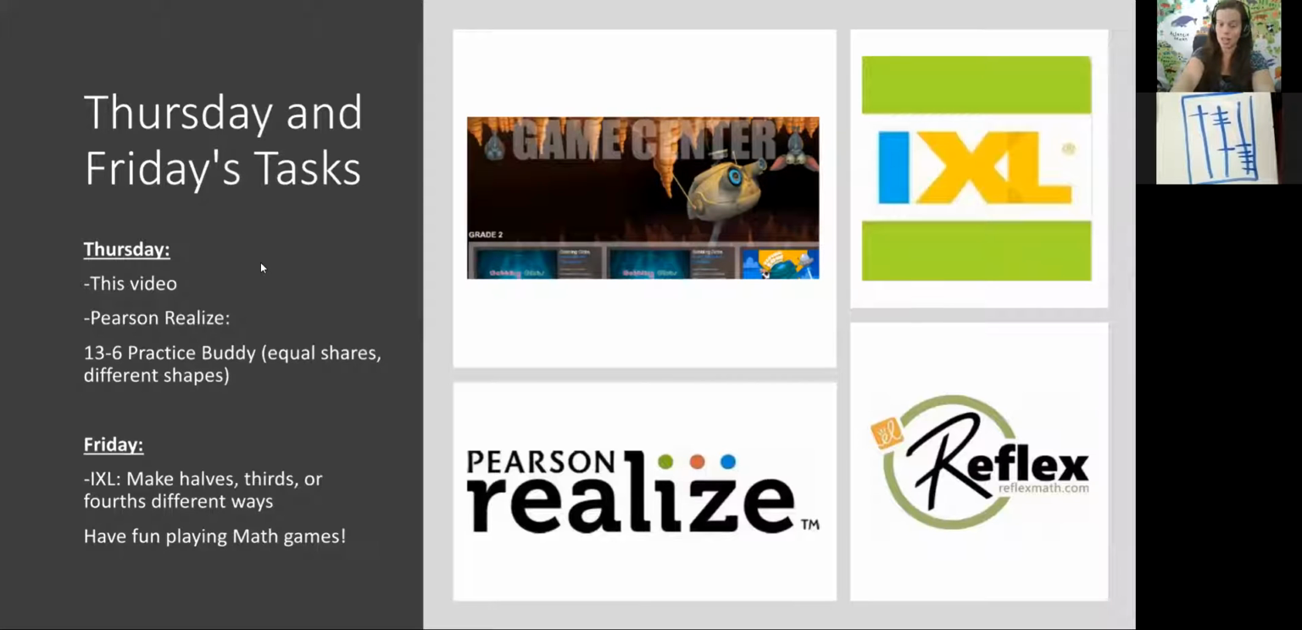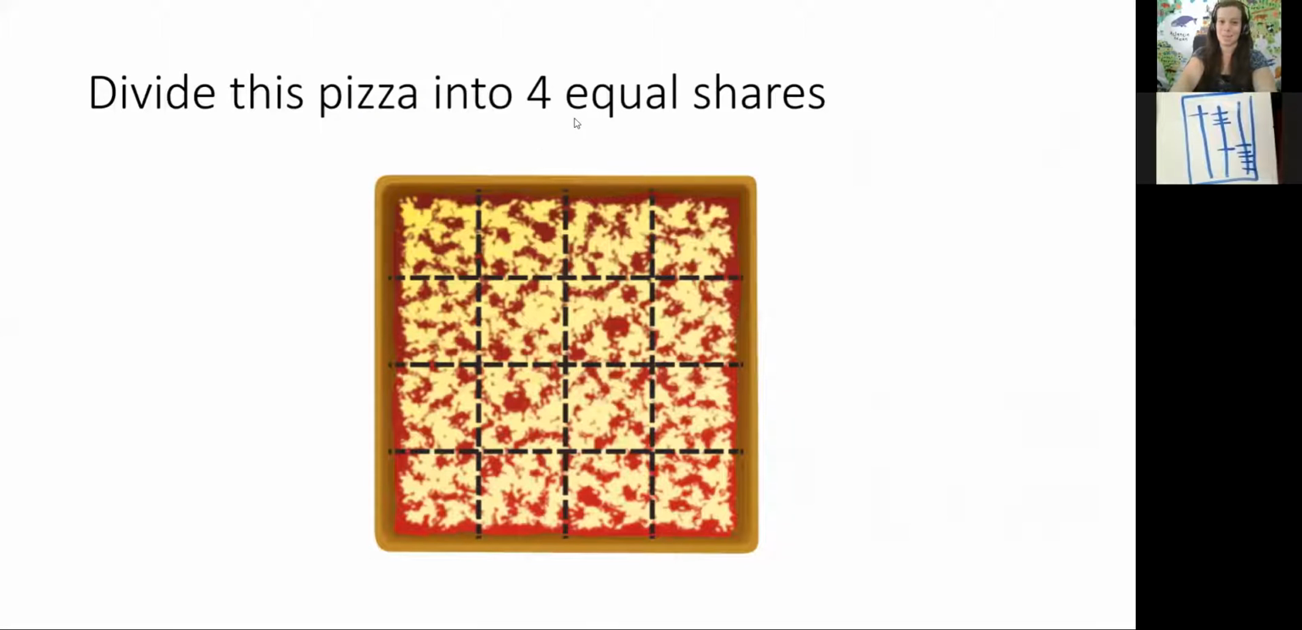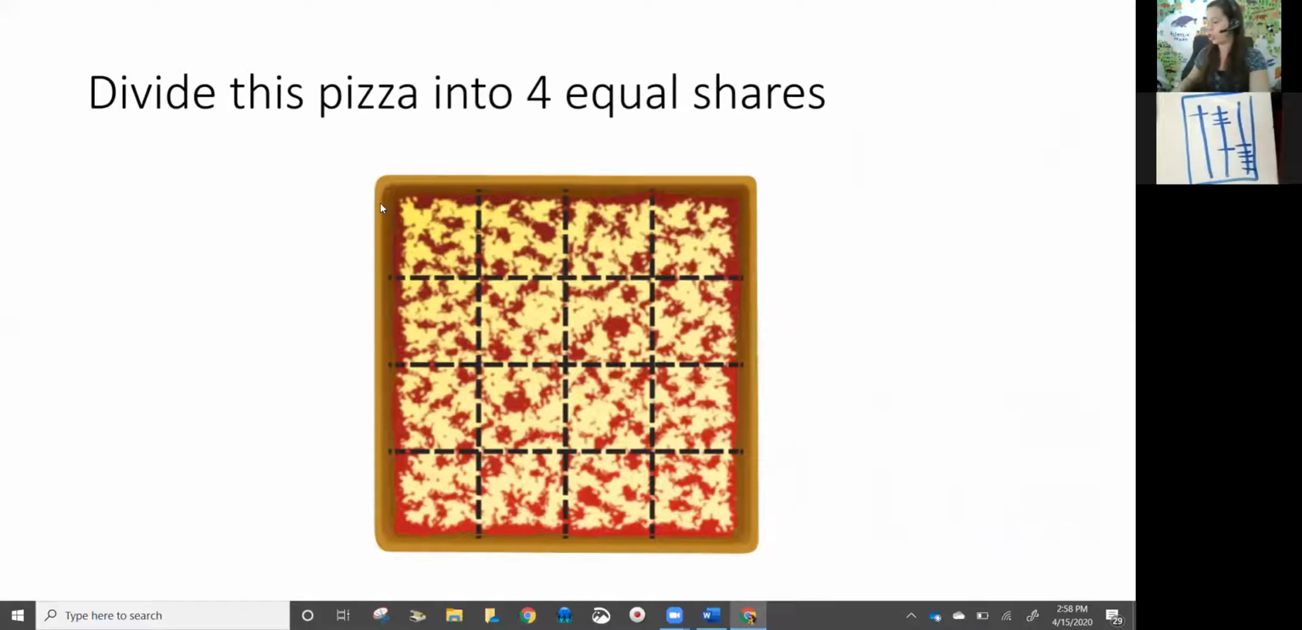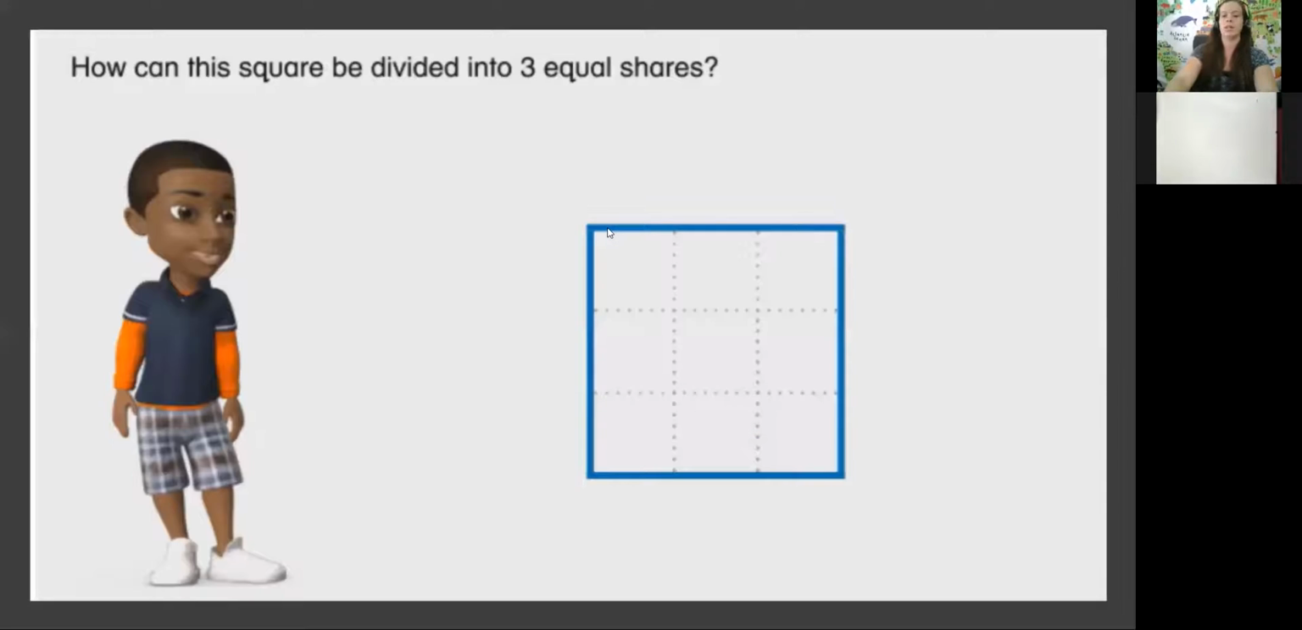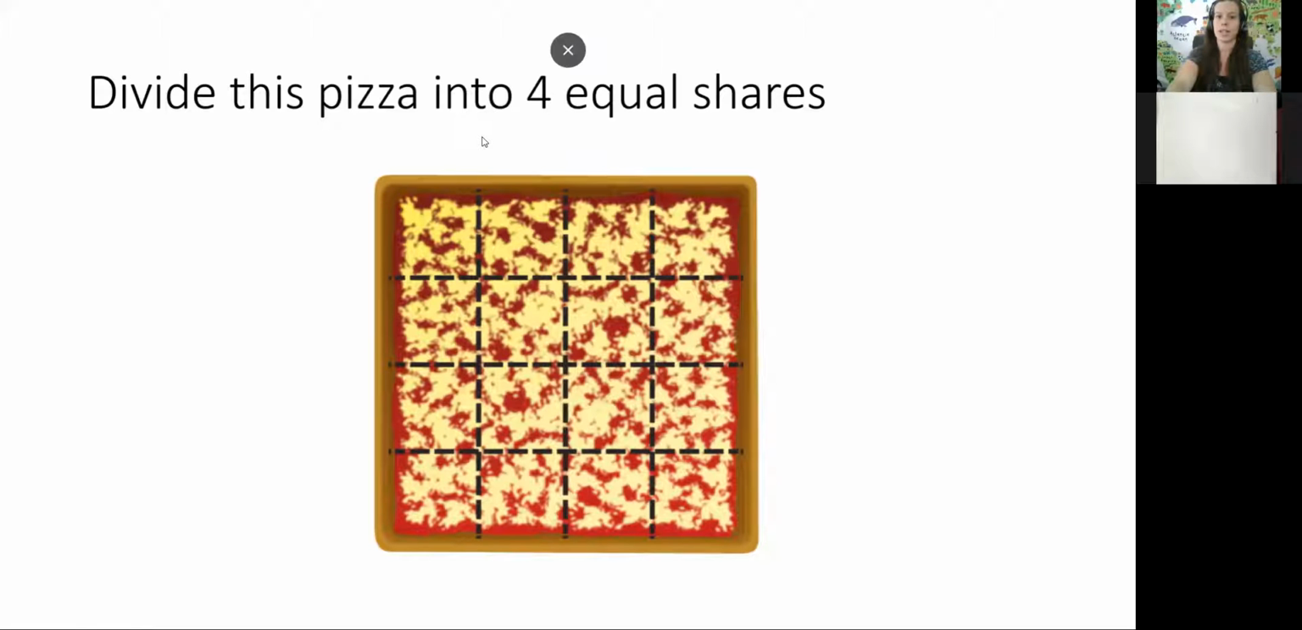So today we're going to watch this video and you'll have some assignments that I'll talk to you about later. Divide this pizza into 4 equal shares. So 4 shares. There are so many ways you can do this. So let's get started. Let's see, I'll do it in pink. That'll show up really, really well.